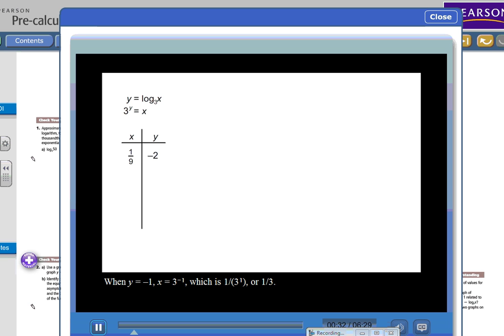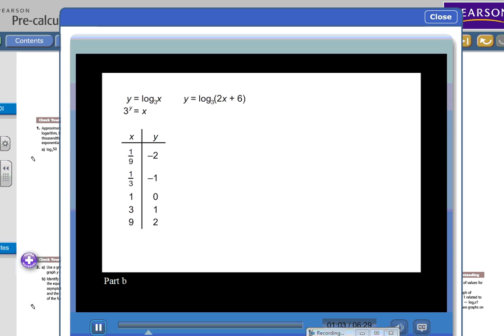When y equals negative 1, x equals 3 to the power of negative 1, which is 1 over 3 to the power of 1, or 1/3. When y equals 0, x equals 3 to the power of 0, which is 1. When y equals 1, x equals 3 to the power of 1, which is 3. When y equals 2, x equals 3 to the power of 2, which is 9.